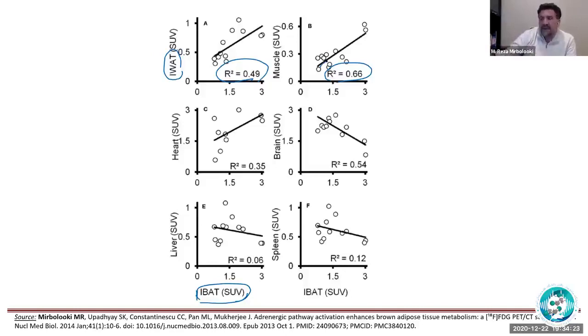But the uptake in the brain went down. There was a reverse relationship, which makes sense. As I said, it's a competition for the glucose. If brown fat takes up more glucose, there will be less glucose available for the brain to use. This could be a side effect. It may cause some of the symptoms of hypoglycemia that we can see in diabetic patients. So this is something we need to consider if we want to translate this to the clinic.